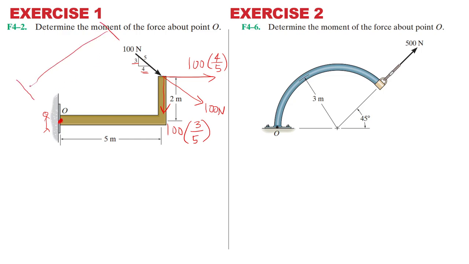Cari distance ni terus. Whereas this one is 90 degrees. Kali je dengan D. Boleh juga. But very hard. So let's not do this. Let's not do this. No, no, no, no.